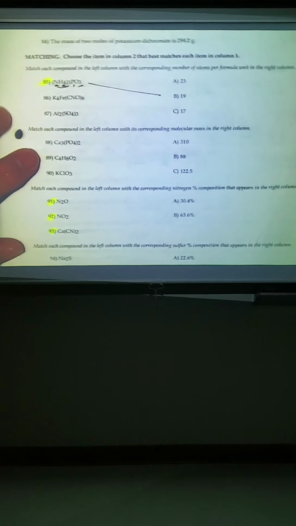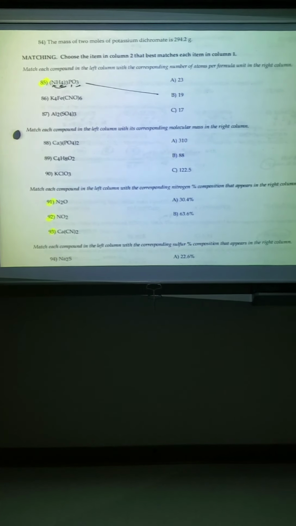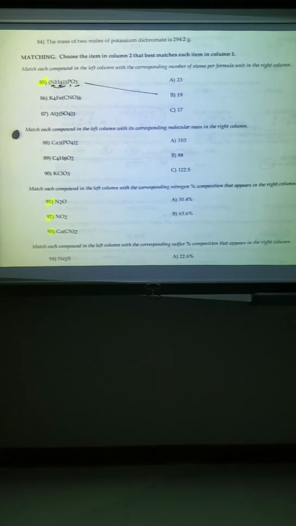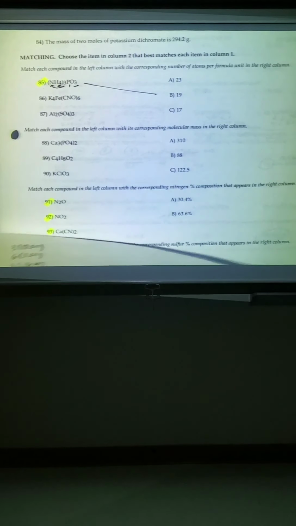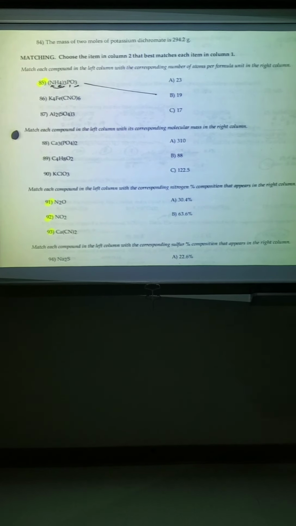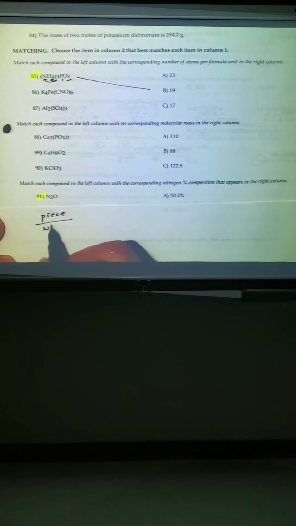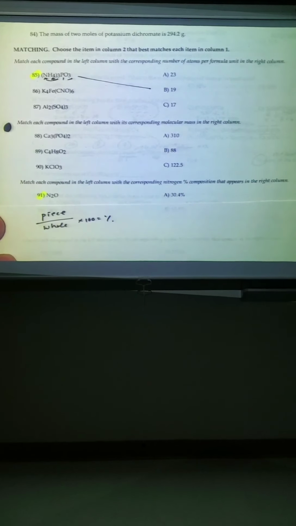88 through 90, just add them up on the periodic table, find their masses underneath their symbols, and then add them up. You'll get that one pretty quick. The rest of them are all percentages, which are a lot of what we did in our hydrate lab at the end. Take piece divided by the whole on all of these. So from here to 100, piece divided by the whole times 100 equals a percentage.